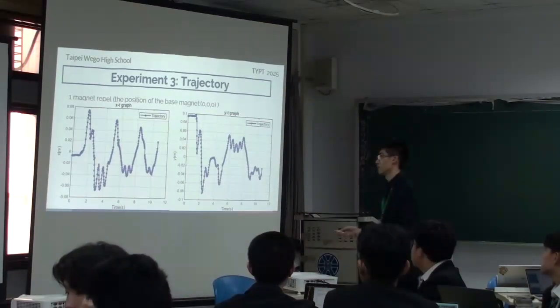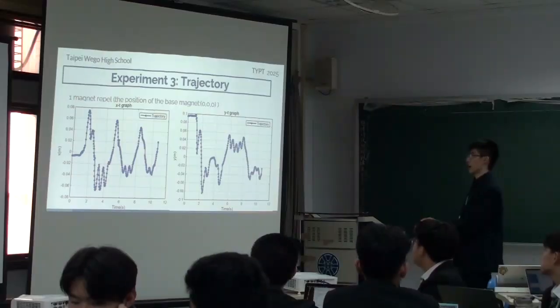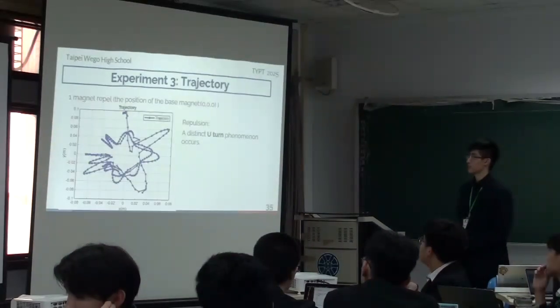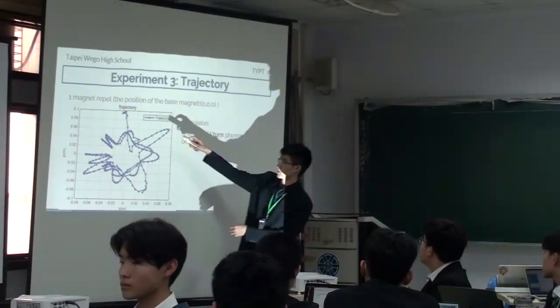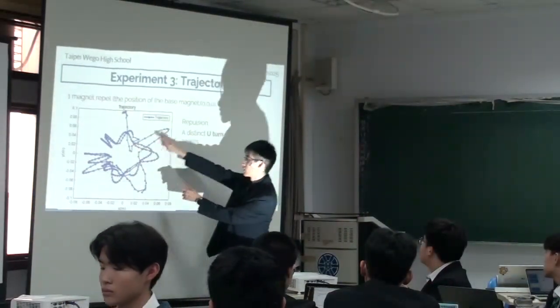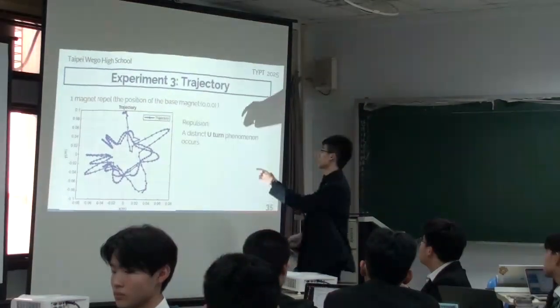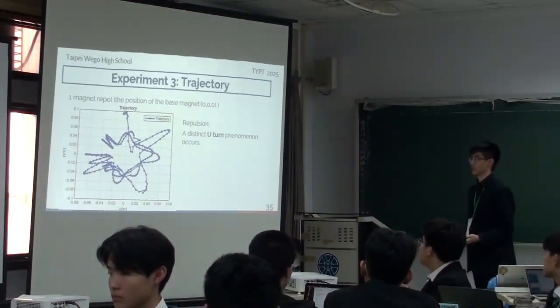And here is one magnet repel, and the position of the magnet is also placed at 0. Here are also the xt graph and the yt graph. And we also consider the xy graph, and we can see that as long as it comes here, it will be repelled and shift back, come here and shift back. This distinct U-turn phenomenon occurs.